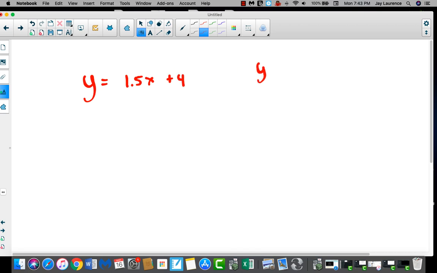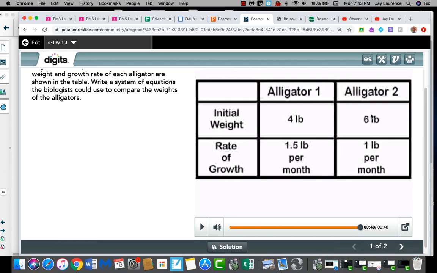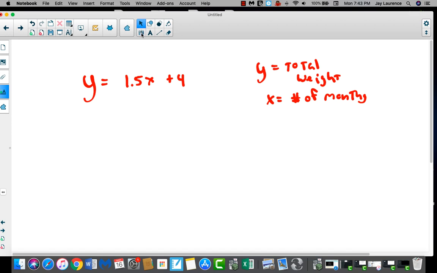Okay, y is the total pounds, total weight of the alligator. And x is, I believe we're in months, the number of months that have gone by. Okay? And then for the other alligator, it's starting at 6 pounds and it's growing at 1 pound per month. So the other alligator is growing at a rate of 1 pound per month, but it started at 6 pounds.